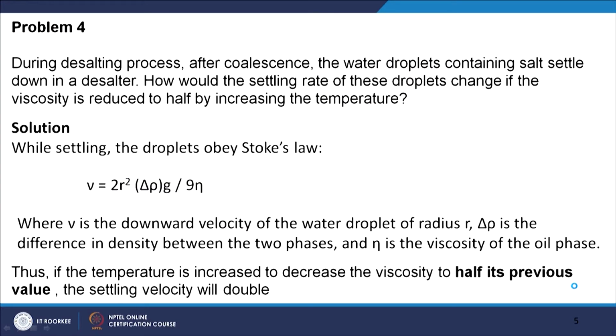Okay. So, next problem 4, this says that during desalting process, after coalescence, the water droplets containing salt settle down in a desalter. How would the settling rate of these droplets change if the viscosity is reduced to half by increasing the temperature? So, when the desalting operation is taking place, if we increase the temperature, viscosity will be reduced, and it is given in this case that it is reduced by half, 50% is reduced. So, then in this case how the settling velocity will change.